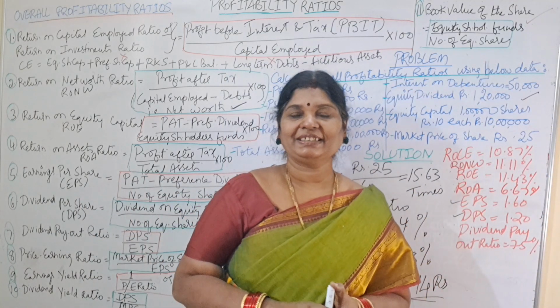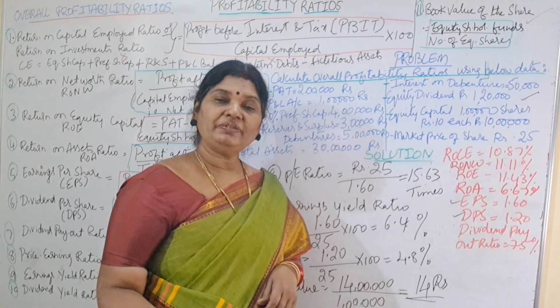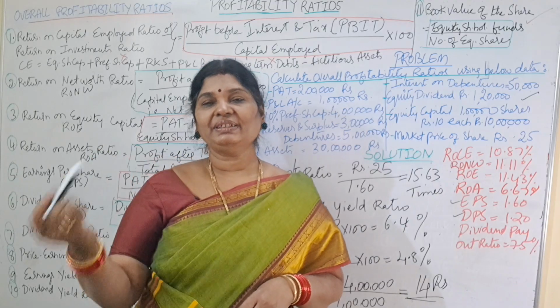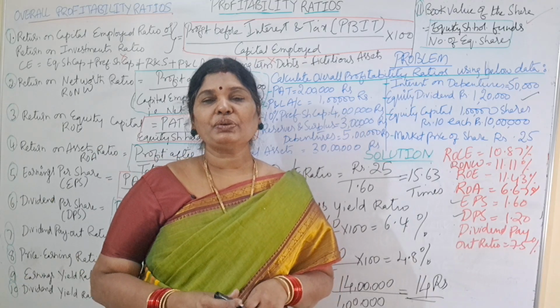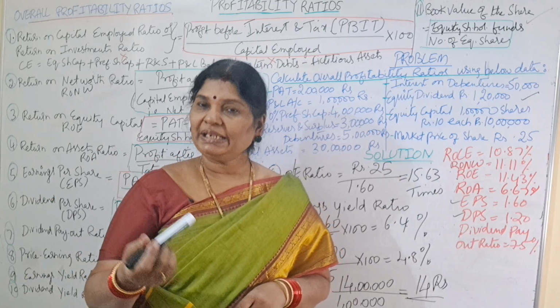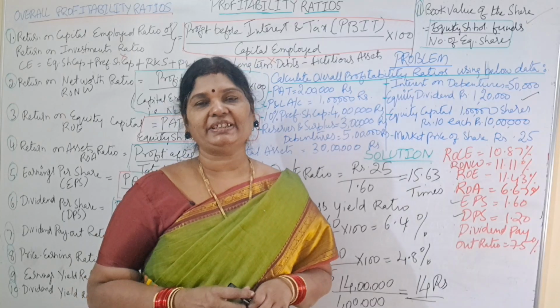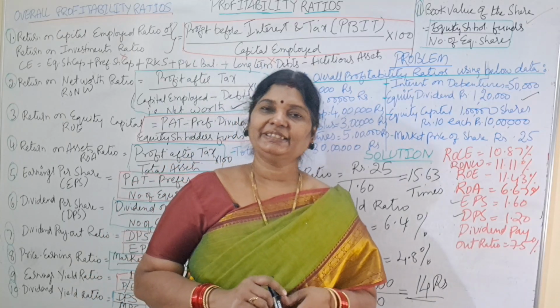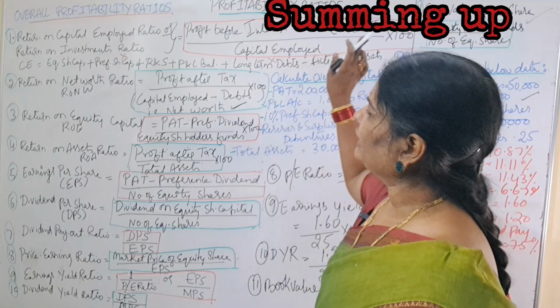So the higher the book value of the share, the stronger the business is. The book value of the share should not be less than the paid up value of the share. Remember that. 11 ratios we have calculated.